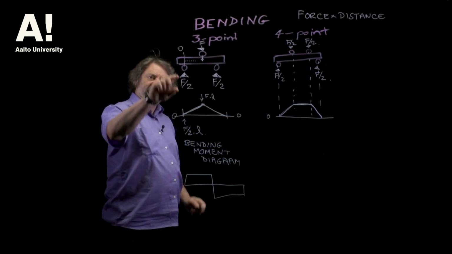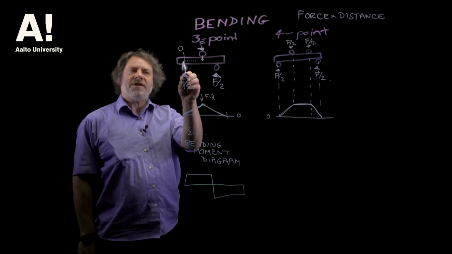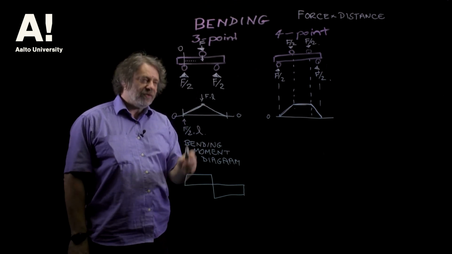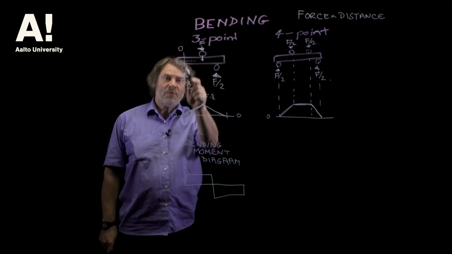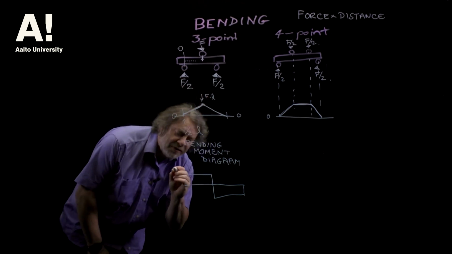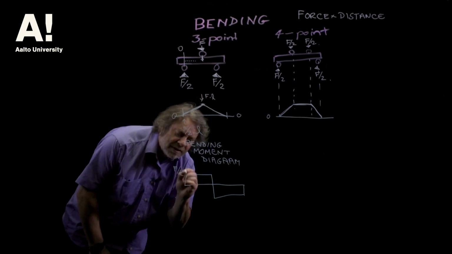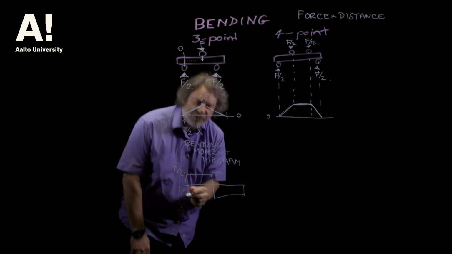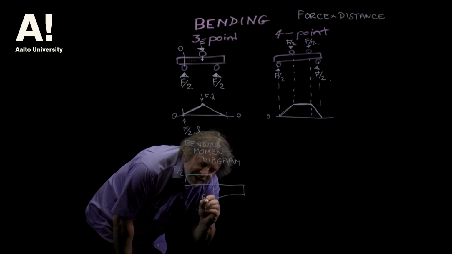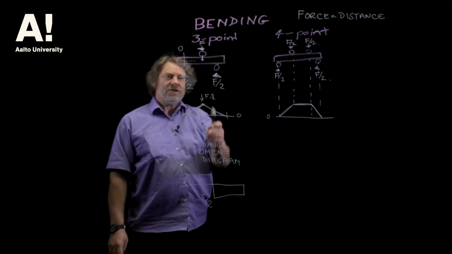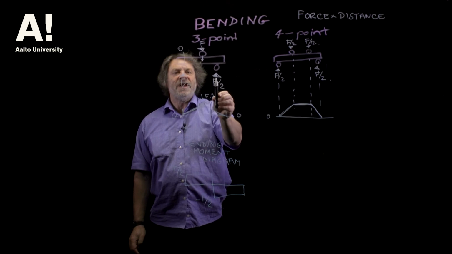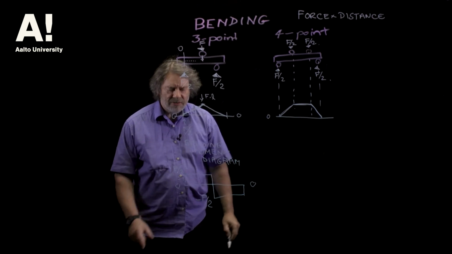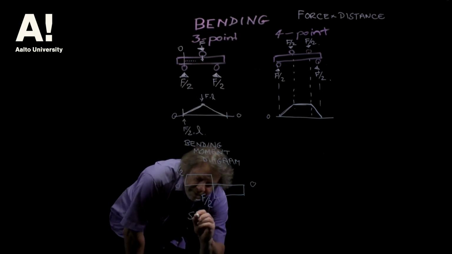So what's happening here is that, again, we start at this point and we're taking sections through this as we go along, and we're finding that we have an F over 2 upwards. All the way here we have an F over 2 upwards. And then we reach the midpoint, and then we've got an F downwards. So we've gone from F over 2 upwards to minus F over 2 until we get to this point where we have an F over 2 upwards, so that goes back to 0. So that's the shear force diagram.